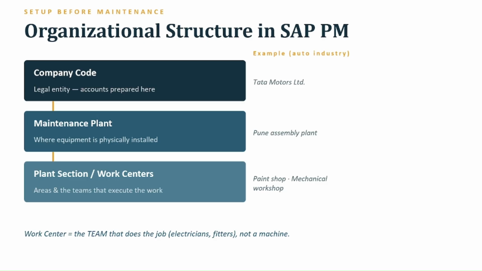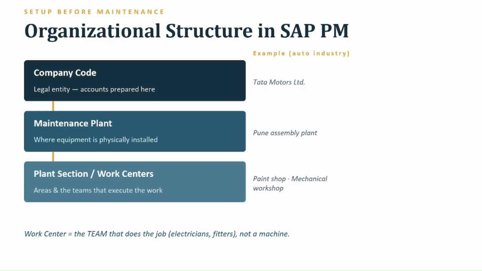Now, what is the organization structure of SAP PM? It is basic and very easy to understand. First, on the top is the company code. On the company code level, all the accounts and all the costs are captured and posted. It shows the profit and loss and all the details, and it is a legal entity.